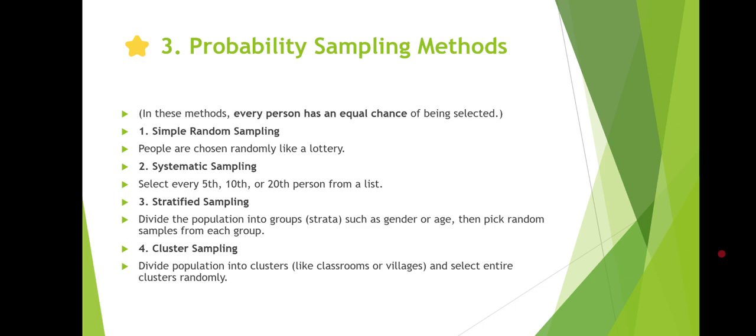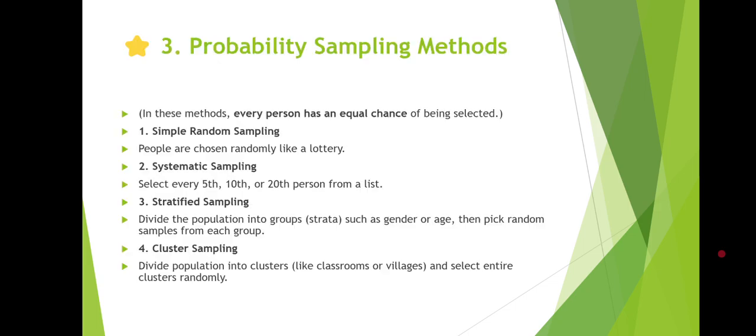So students, these steps help us to do sampling in a systematic and scientific way. By following these steps, we get accurate information without studying the entire population. This process makes research simple, fast and reliable.